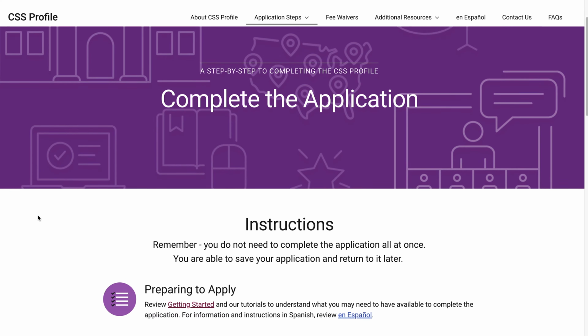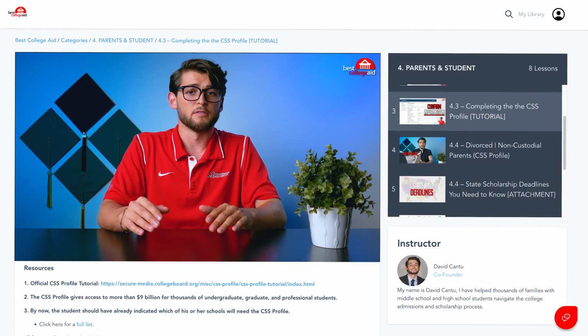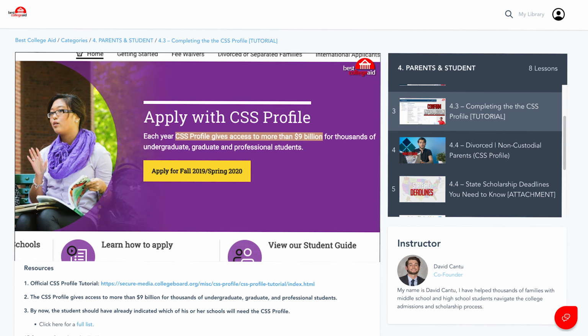Now, although not all colleges will require it, the CSS Profile can be just as important as the FAFSA. The CSS Profile is more detailed, asking for information such as medical expenses, home equity, and the cost of living. Inside of Best College Aid, we not only include an updated list of the colleges that require the CSS Profile, but we also have a step-by-step tutorial where we go over how to fill out this form correctly and efficiently.